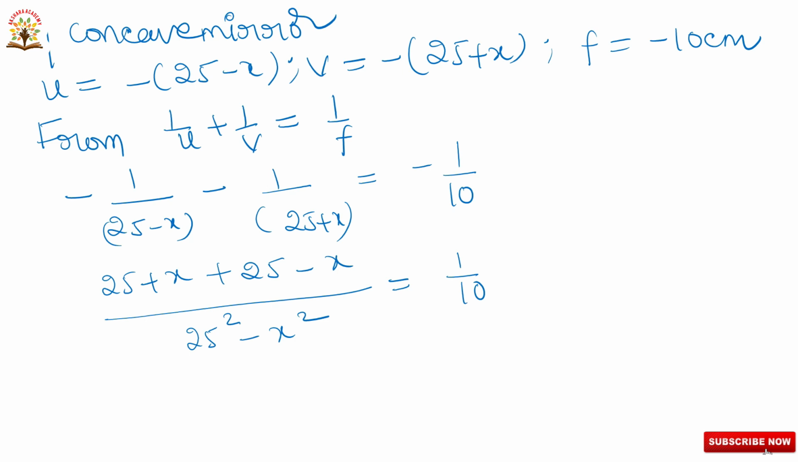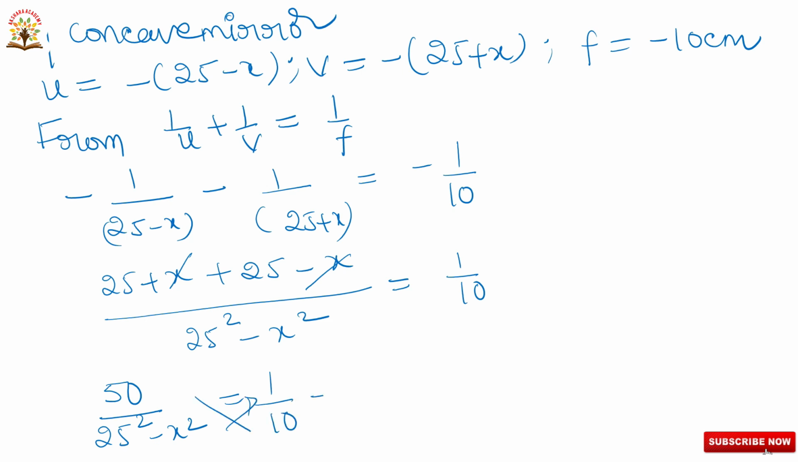Here 25 plus x plus 25 minus x. Here also, plus x and minus x cancel. 25 plus 25 is 50. So 50 by 25 squared minus x squared is equal to 1 by 10.